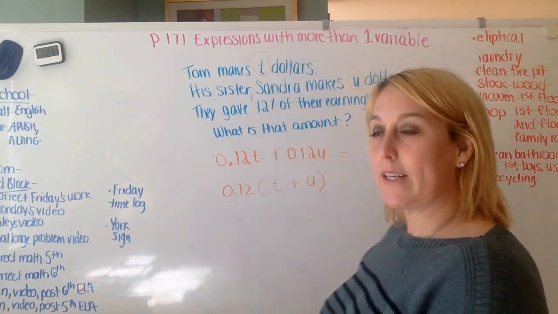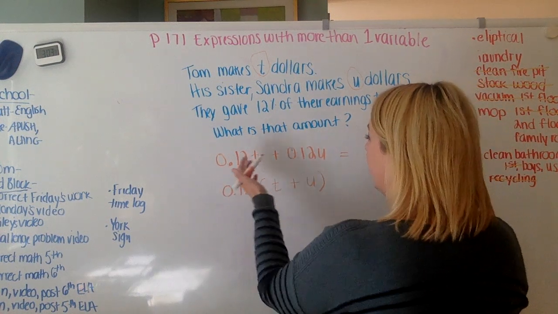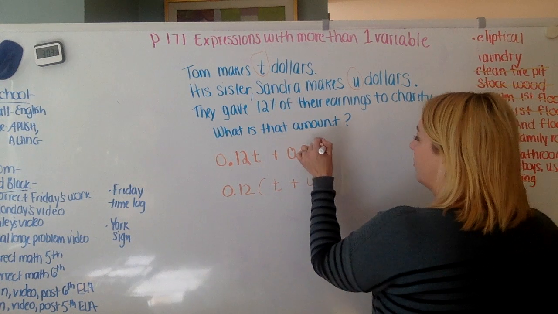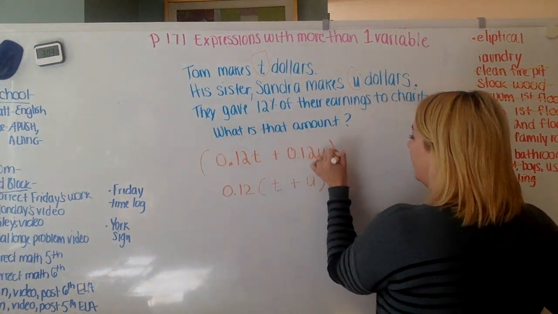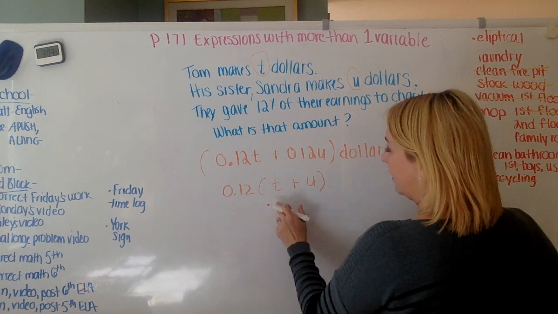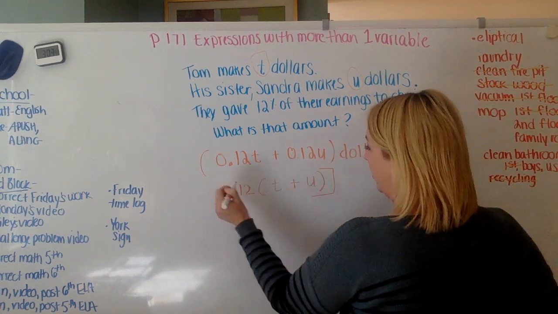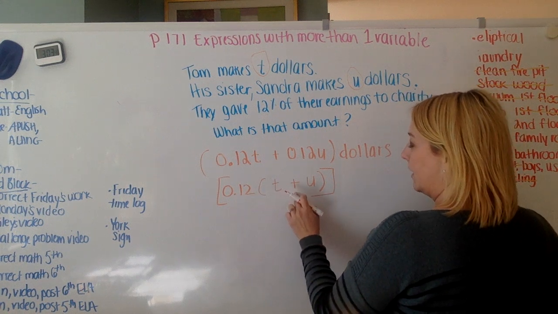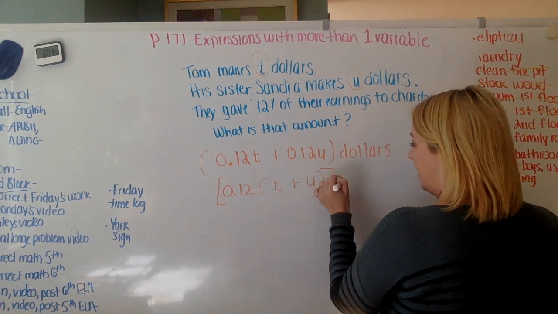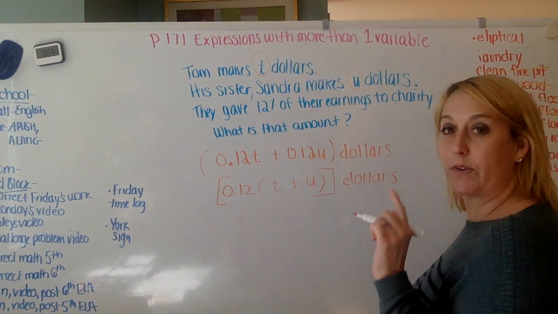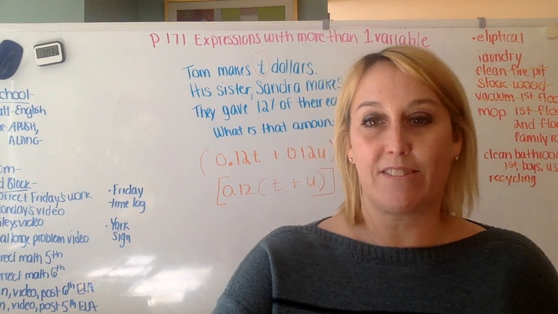I did it again where I didn't label my answer. It's really bad. So this would be dollars, right? That's the amount of dollars that they gave. And then this one, technically, because I had parentheses there, I should have put a bracket so that you knew to multiply and distribute that out. But the same thing here, this would be in dollars. Don't forget that important part of your answer.